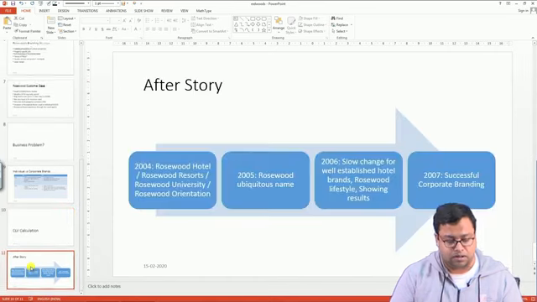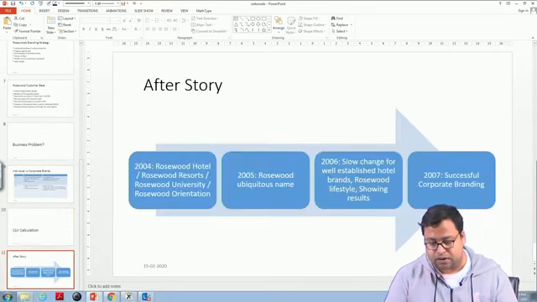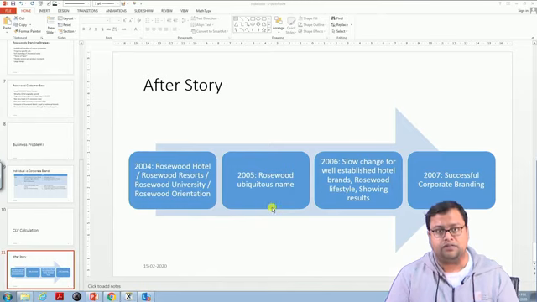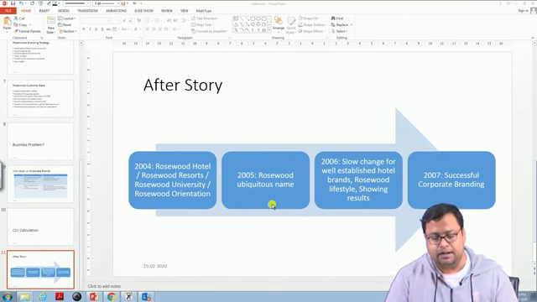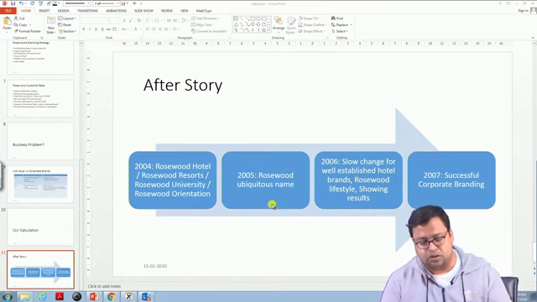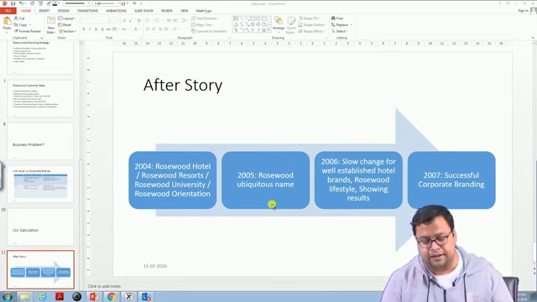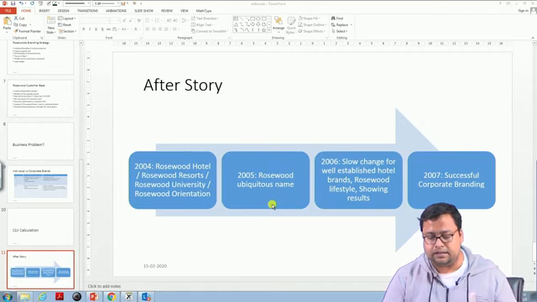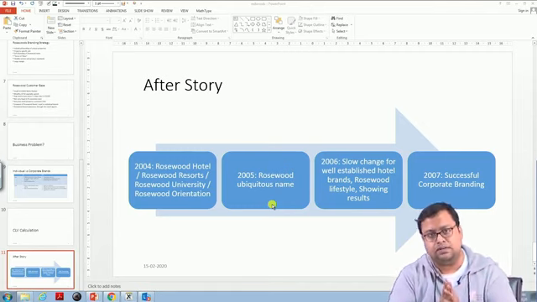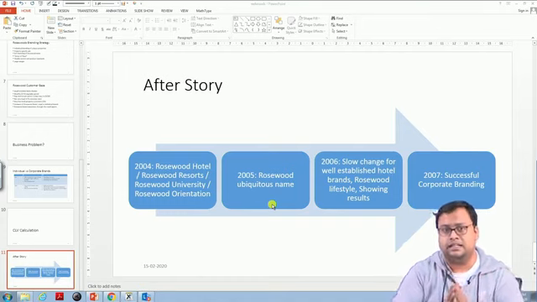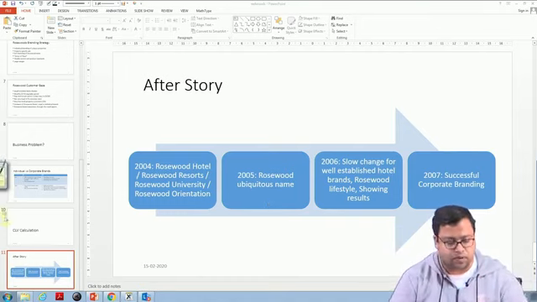After Story East in 2004, Rosewood Hotel, Rosewood Resorts, Rosewood University and Rosewood Orientation was done, and in 2005 Rosewood became a big name, a non-ambiguous name. In 2006 slow change for well established hotel brands was done, but slowly Rosewood Lifestyle was showing results, and then in 2007 after 3 years of calculations they could actually say that the corporate level umbrella branding strategy was working.